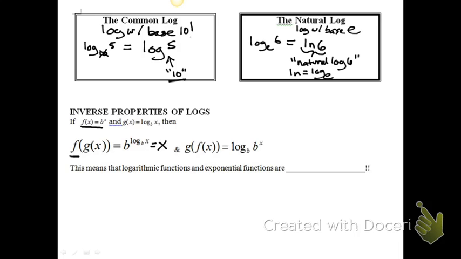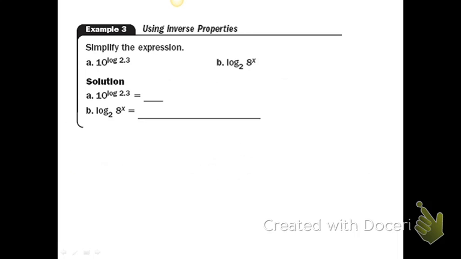Likewise, if you did the reverse composition, g of f of x, and plugged the exponential function in for x in the log, you would get log base b of b to the x. And that turns out to be x. What that means is that log functions and exponential functions are inverses. They're opposite operations. Let's do some inverse properties with logs, equipped with those definitions.